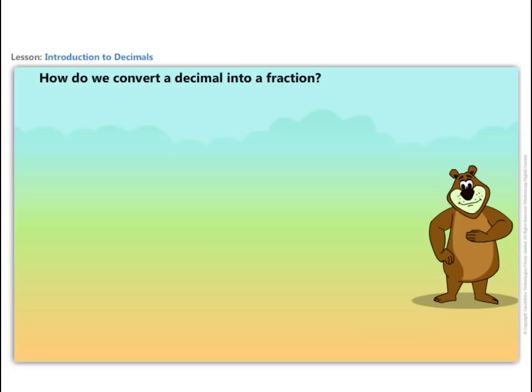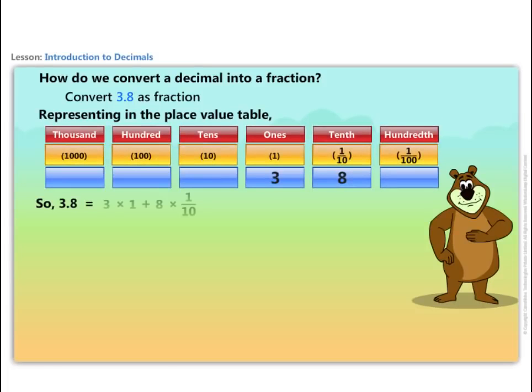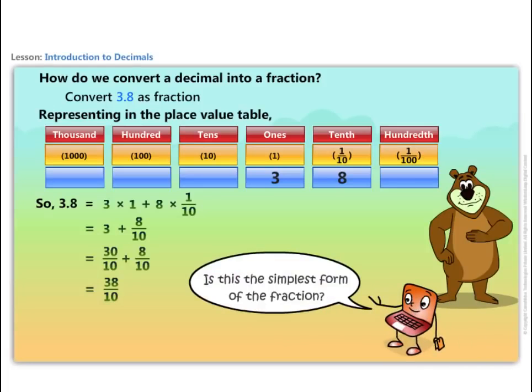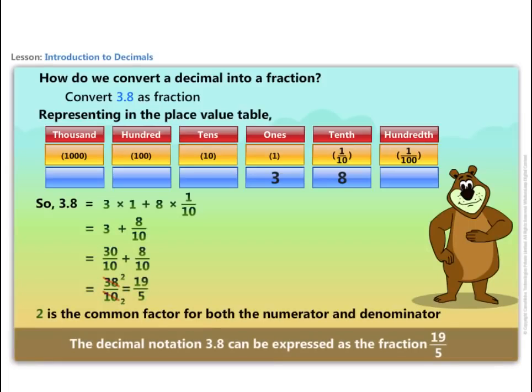How do we convert a decimal into a fraction? Let us convert 3.8 to a fraction. For this, we need to first represent it in the place value table. From the place value table, we find that 3.8 is equal to 3 ones and 8 tenths. This can also be written as 30 by 10 plus 8 by 10, which is equal to 38 by 10. Is this the simplest form of the fraction? 2 is the common factor for both the numerator and denominator. So dividing by 2, we get the fraction in its simplest form, which is 19 by 5.